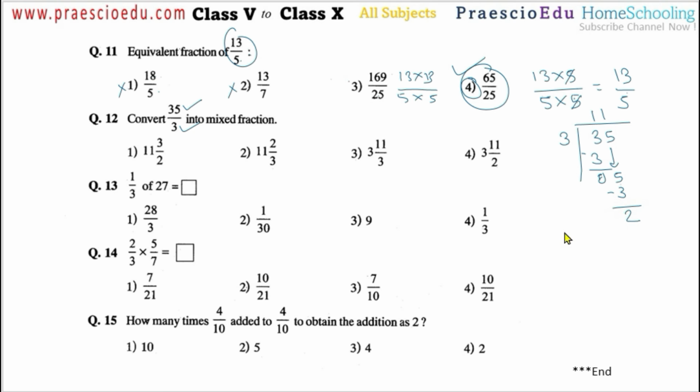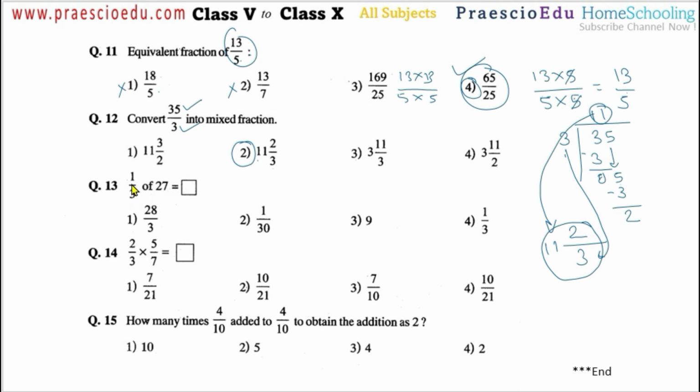So the remainder 2 goes at the numerator, and this 11 is the integer part, and the denominator 3 stays as it is. So it is 11 and 2 upon 3. So 11 and 2 upon 3 means option number 2 is correct.